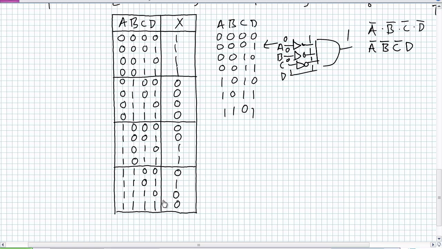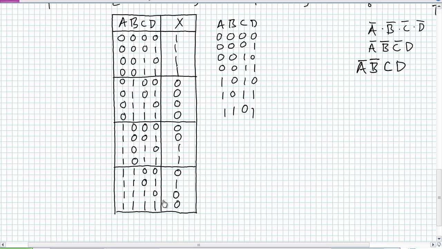Let's not use that analogy anymore because it's growing tiring drawing AND gates with a bunch of inverters on it. Just think, if there's a 0, invert it. If there's a 1, leave it alone. 0, 0, 1, 0: not A, not B, leave it alone, C, not D. And that's the third one. Do the fourth, fifth, sixth, and seventh.